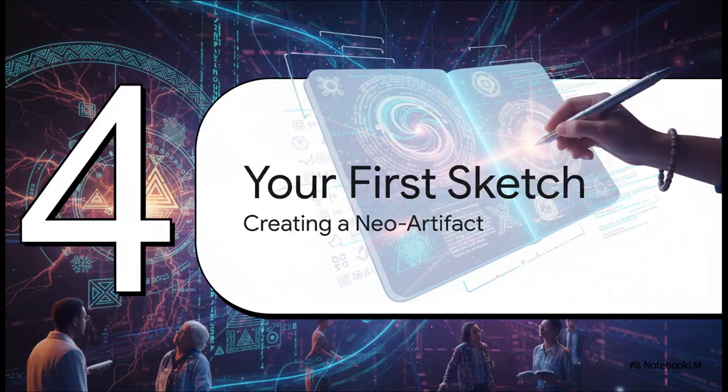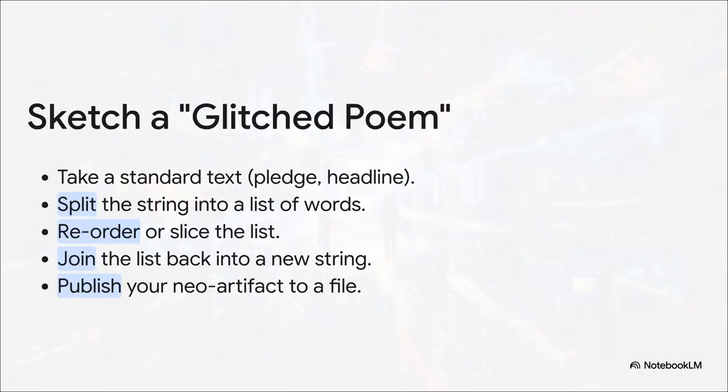Theory is vital, of course, but true discovery really happens in practice. So let's create your first sketch. Let's put these ideas into motion and actually make something, a new neo-artifact. Here's the process. It's pretty straightforward. First, pick some standard text. Then use the split method to unravel it into a list of words. Now, here comes the creative part. Manipulate that list. Sort it, slice it, reverse it, go wild. And finally, join the pieces back into a new, glitched string and publish your neo-artifact to a file. You've just done a complete cycle of digital inquiry.